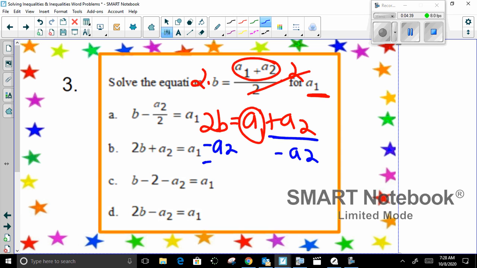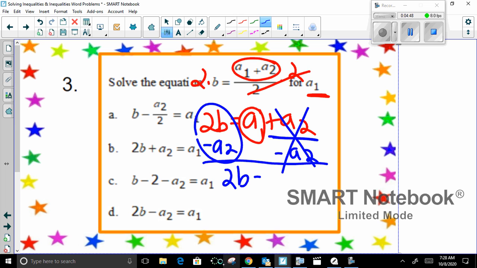This is just a little review from last unit. Can you subtract these? No, they're not like terms. So 2b minus a sub 2 equals a sub 1. And you have gotten a sub 1 by itself, and it looks to me like my answer is where? The last one, answer D.